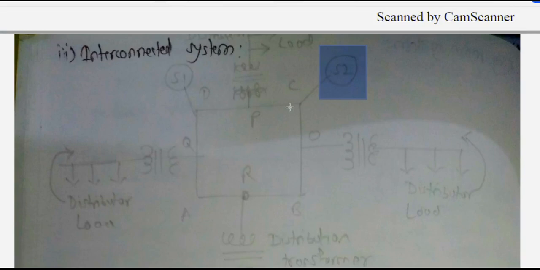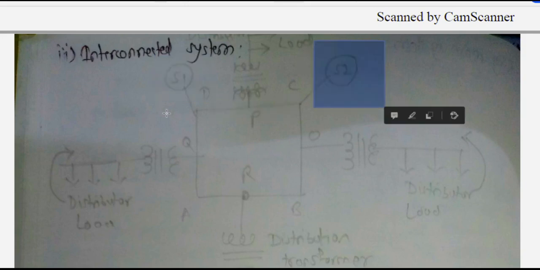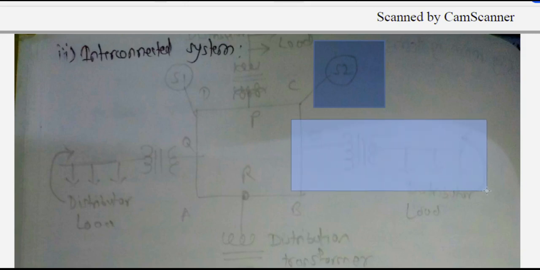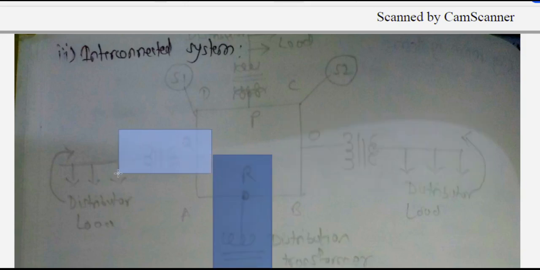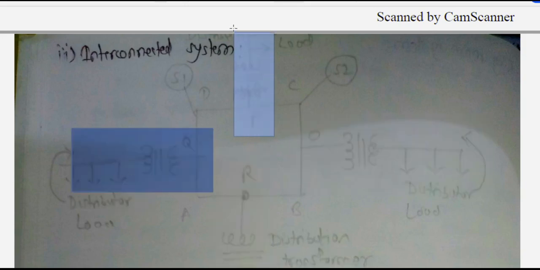So no doubt we are using the ring structure connection, and if we are interested to connect S1 and S2, then we can use this interconnected system. So we are forming the ring like COBRAQDP, and at this O point we are tapping the voltage. At this R point we are tapping the voltage, at this Q point we are tapping the voltage, and at this P point we are tapping the voltage.